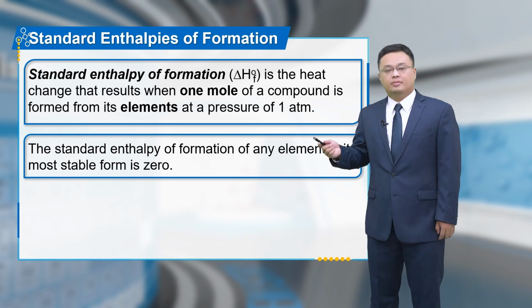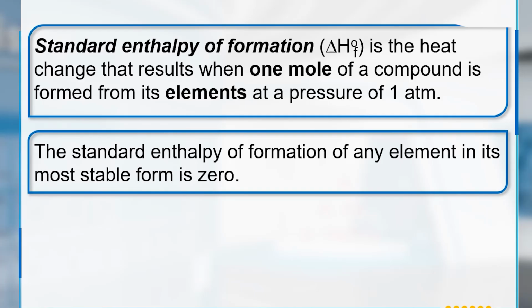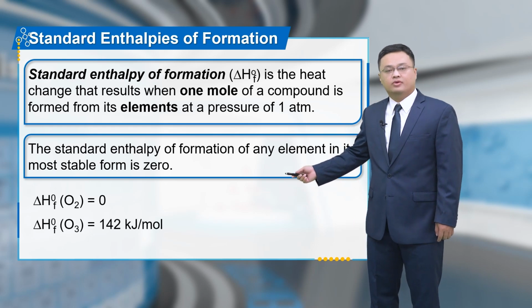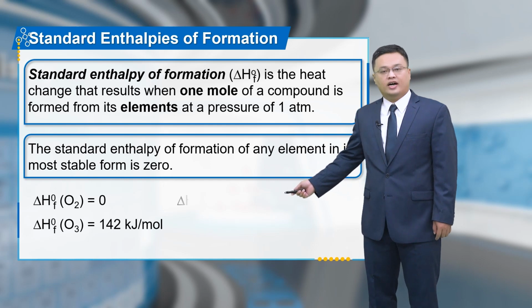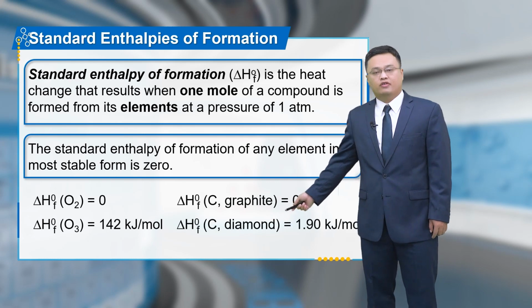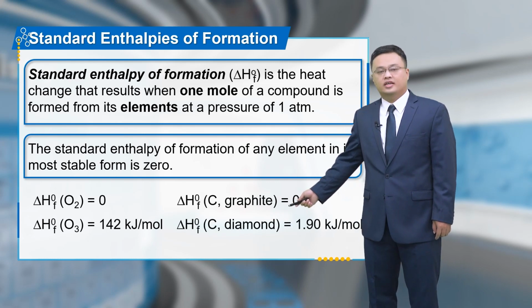Then how about the other elemental forms of the substances? Oxygen gas is more stable than ozone. Therefore, the standard enthalpy of formation for oxygen gas is 0. But the standard enthalpy of formation for ozone is 142 kilojoules per mole. Similarly, graphite is the most stable form for carbon. So the standard enthalpy of formation for graphite is 0. And the diamond's standard enthalpy of formation is 1.9 kilojoules per mole.